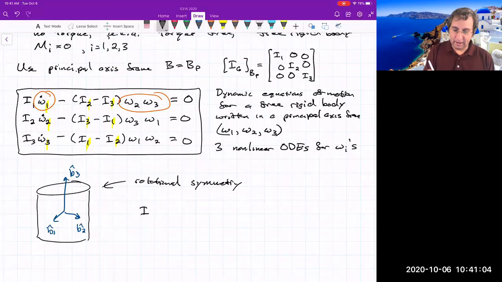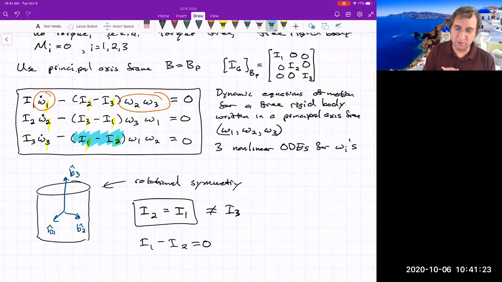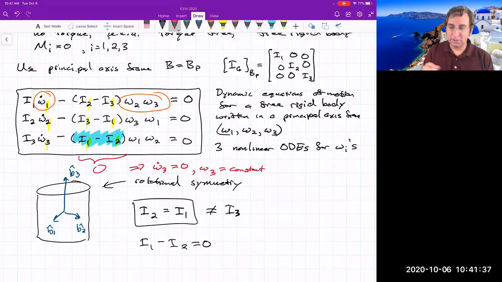So I2 is going to be equal to I1, and this is not equal to, say, I3. If I2 is equal to I1, then that means that I1 minus I2 equals 0. And whoa, what do you know? Up here, we have an I1 minus I2. So if that equals 0, then this implies that omega 3 dot equals 0. So that means omega 3 is a constant. So that's an approximation you can make, that you've got two of the principal moments of inertia equal.